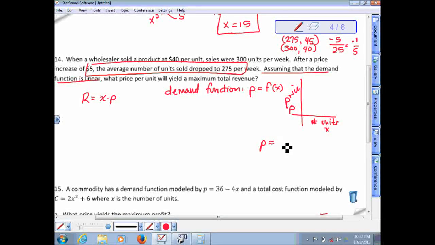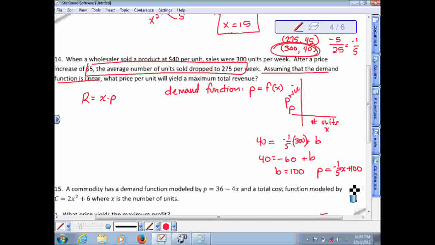Now the price function is linear, so it's of the form y equals mx plus b, so we know the slope is -1/5 x, but we don't know this b value, so we can choose one of the points and use it as x comma p. So p can be replaced with 40, x can be replaced with 300. -1/5 of 300 is -60. If we add 60 to the other side, b is equal to 100, so the price function p, lowercase p, becomes -1/5 x plus 100. Now that we know p, we can plug that in here to find the revenue function.